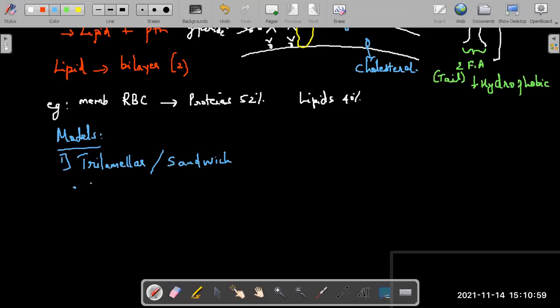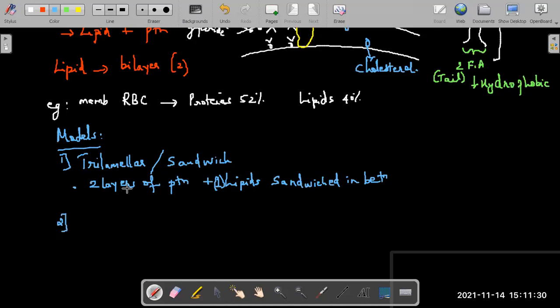So here they are saying that there are two layers of proteins plus you have lipids sandwiched in between. So three layers, correct? Plus one lipid layer sandwiched in between, they are saying. All right. Not accepted. Trilamellar.